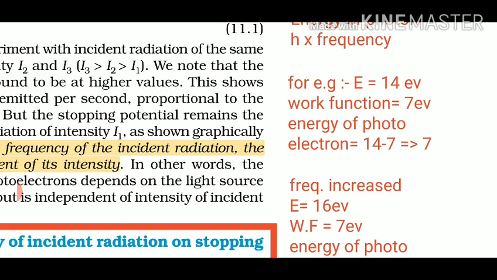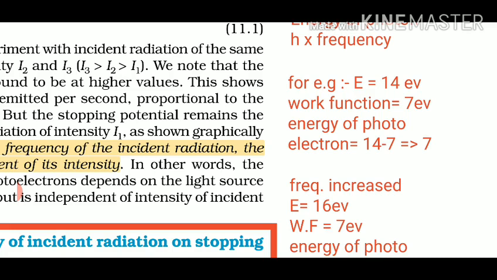And let us suppose the metal you have considered has a work function of 7 eV. The incident photon's energy is 14 eV, and the work function of that metal is 7 eV. So what was the work function? Work function was the minimum energy required to eject an electron. It means 7 eV will be used by the metal surface to eject that electron.